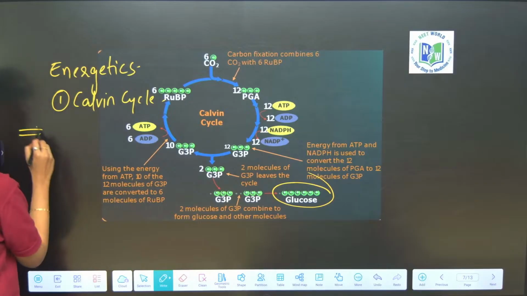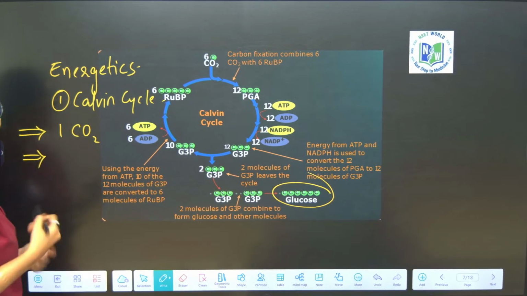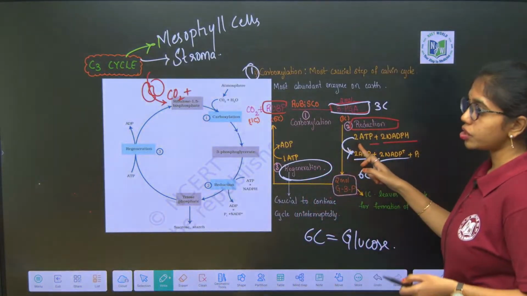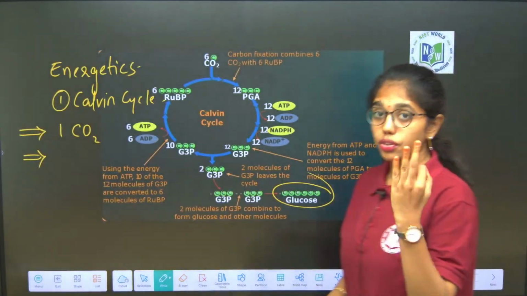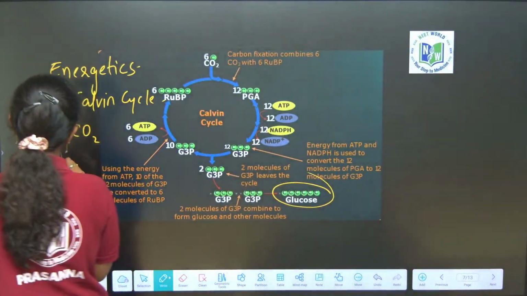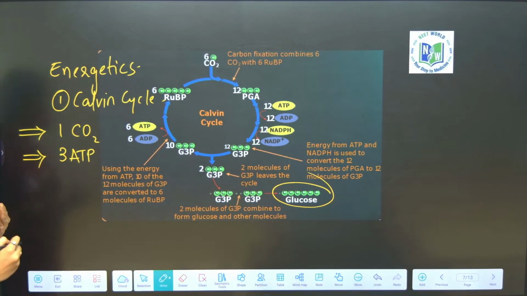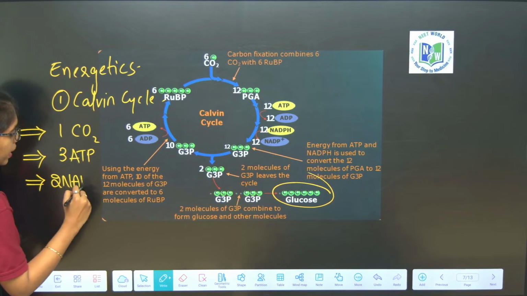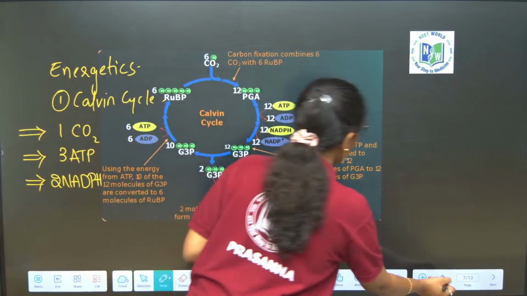For 1 Calvin cycle, how many carbon dioxides are involved? 1 carbon dioxide. How many ATP molecules are utilized? 2 in the reduction step and 1 in the regeneration step. So totally 3 ATP molecules will be utilized in the reaction. And how many NADPH? 2 NADPH will be utilized in the reaction.